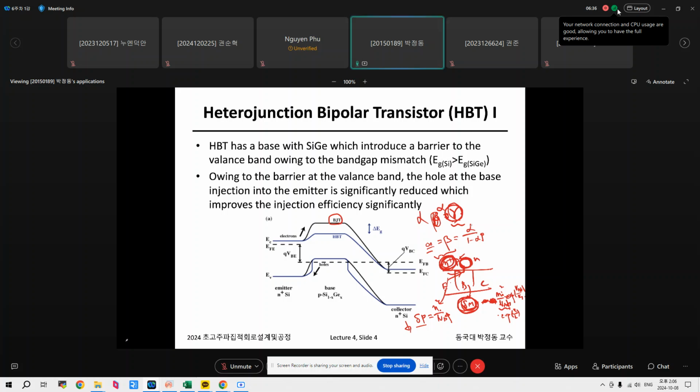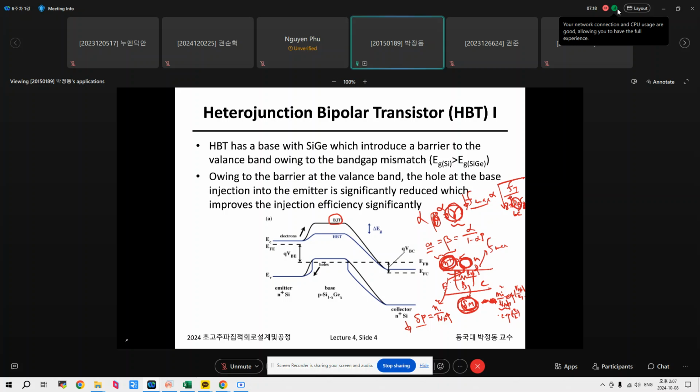However, unfortunately, if you do it this way, then the resistance in the path of the base, RB, increases drastically. This is very bad for the Fmax performance, because Fmax is proportional to the square root of Ft over 8 pi RB CGD, something like that. So it is inversely proportional to RB. For the BJT, RB is high, which makes Fmax small.